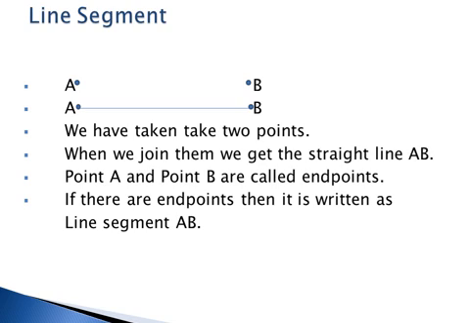We have taken 2 points. When we join them, we get the straight line AB. Point A and point B are called endpoints. If there are endpoints, then it is written as line segment AB.